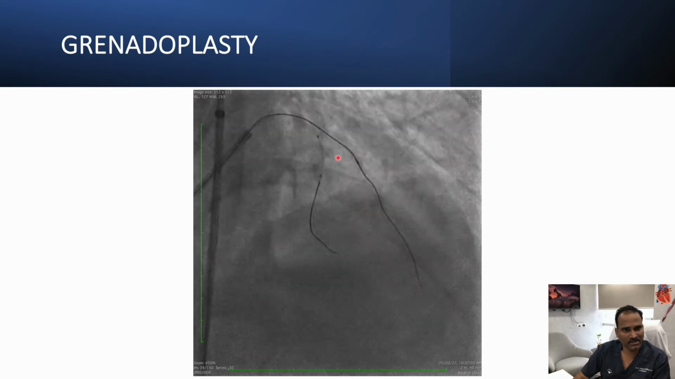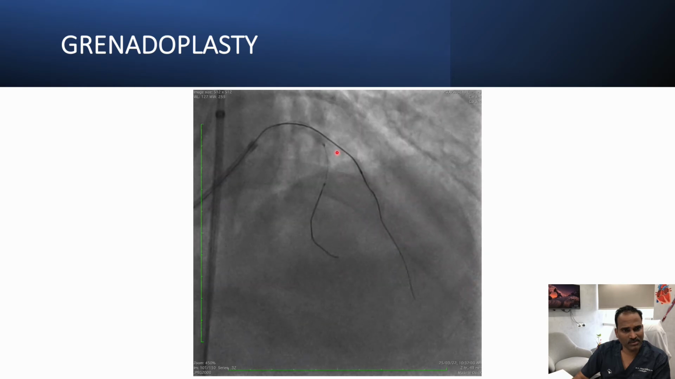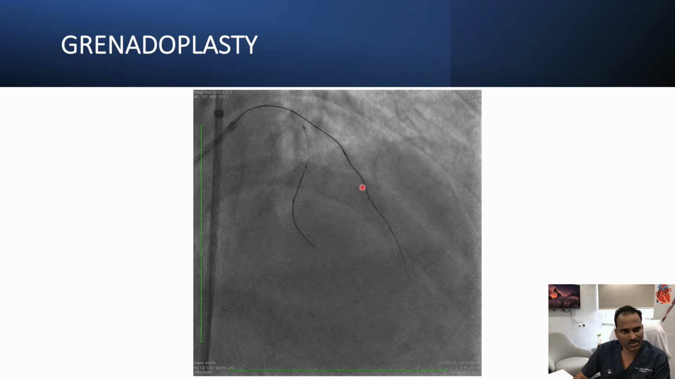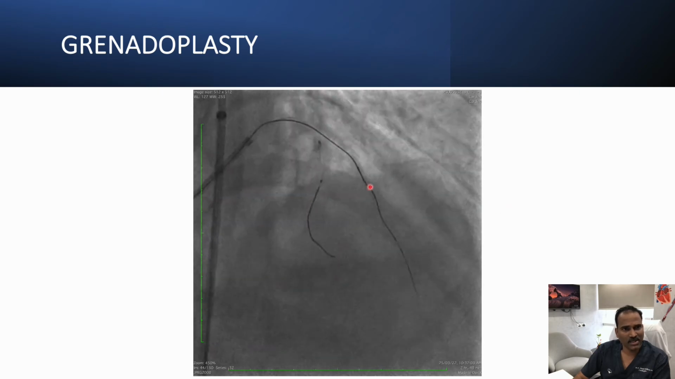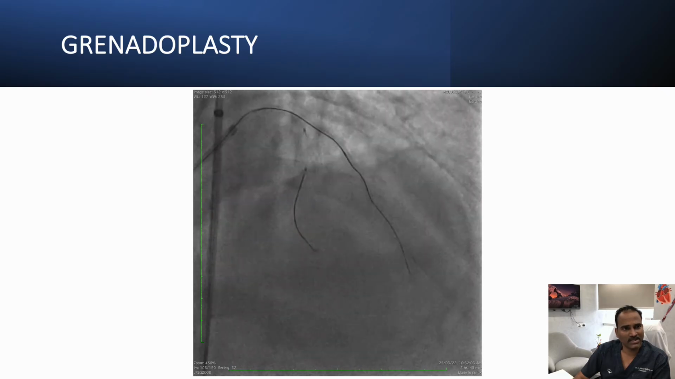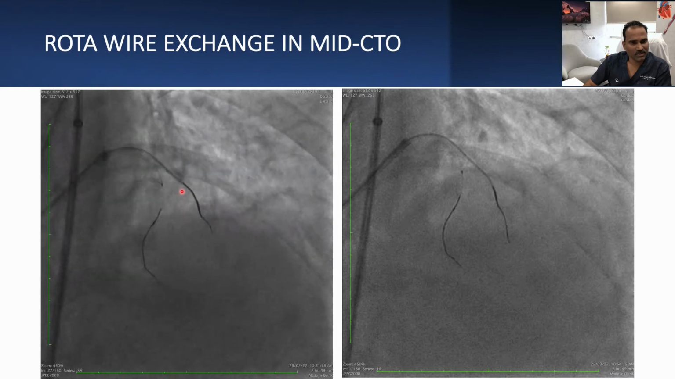You can see here, we dilated the 1 mm balloon up to almost 18 to 20 atmospheres. You can see the contrast extravasation here. Despite grenadoplasty, we couldn't advance the next balloon. So we decided to go ahead with the rota wire exchange and rotablation. So this is what we did.